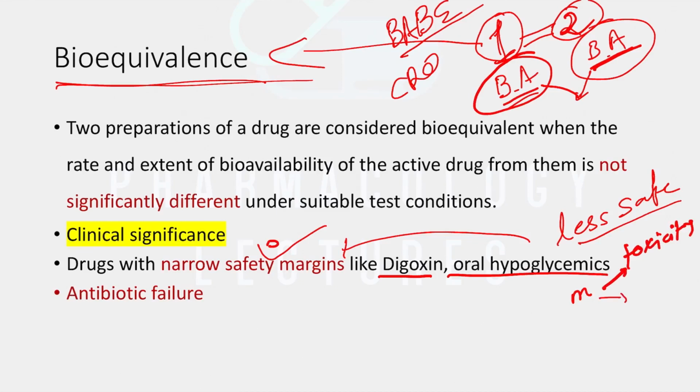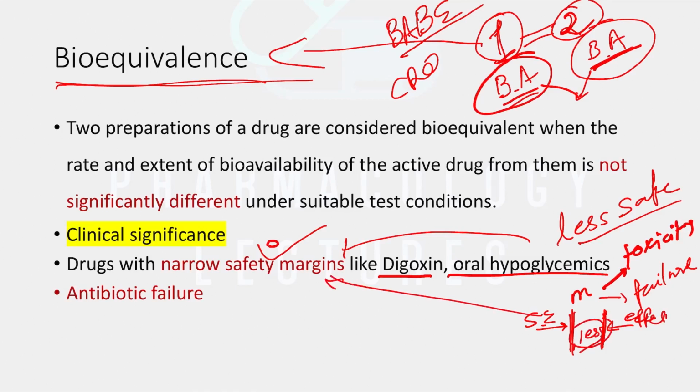And if we decrease the concentration, there are chances of failure of treatment. So the window or margin between side effects and effects is very small, and these are called narrow safety margin drugs. In cricket we call it a safety margin. Sometimes you have heard in commentary that the margin of error is very small, meaning you need to be very accurate. In the same way here, you need to be very accurate in the drug concentrations.